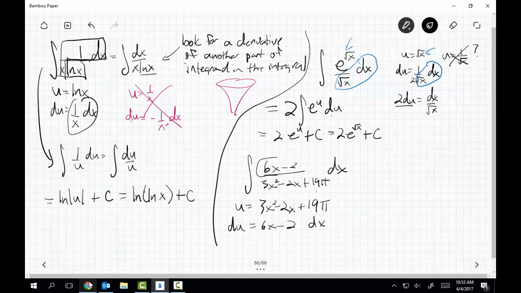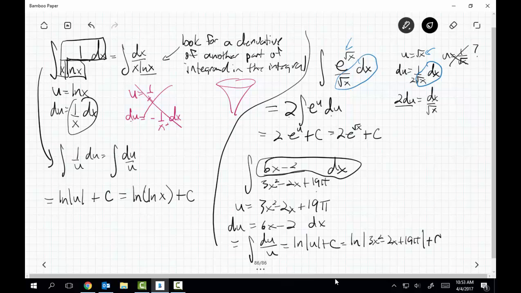Look at that. That is exactly what I want. I want a 6x minus 2 dx. So this integral becomes, the top is just du, the bottom is u, and guess what? We end up with the natural log of the absolute value of u. Don't forget your absolute values. In my class, you forget the absolute values, you get popped for a point. Also, if you forget your c, you get popped for a point. I can rewrite this as the natural log of the absolute value of 3x squared minus 2x plus 19 pi, and absolute value plus c. And we're done. That's kind of cool, huh?